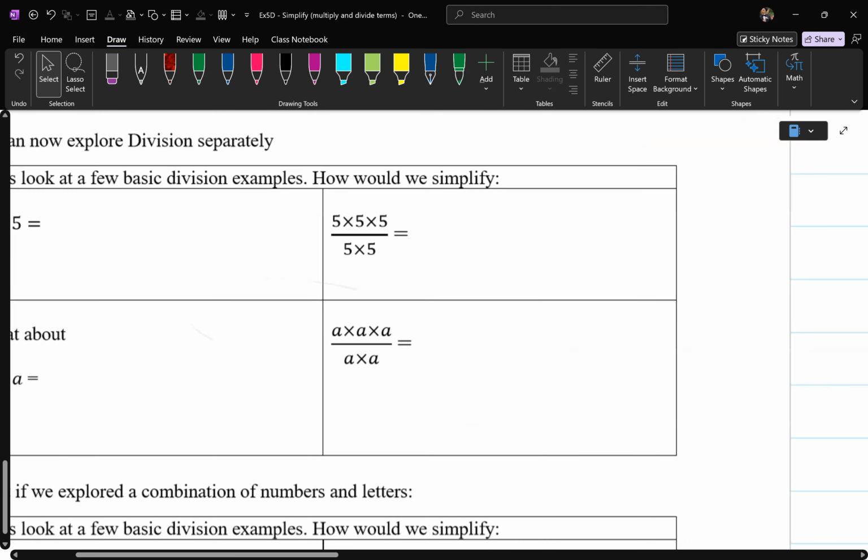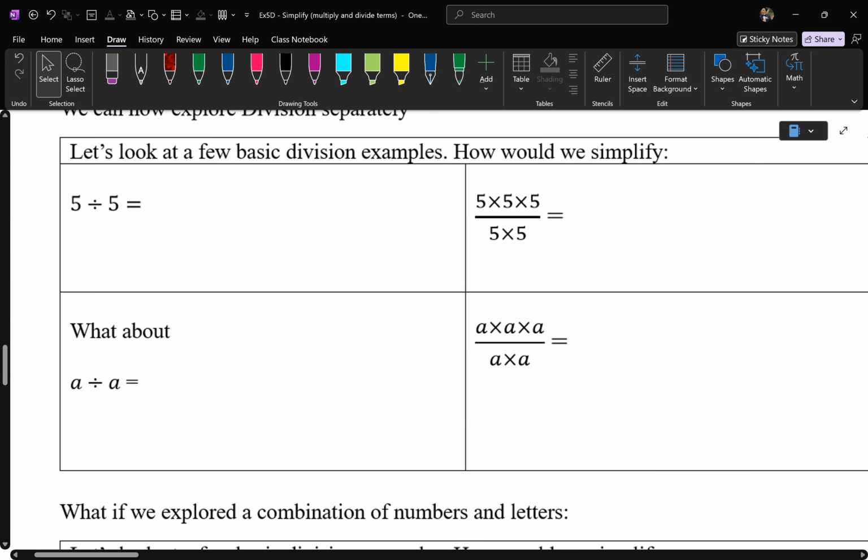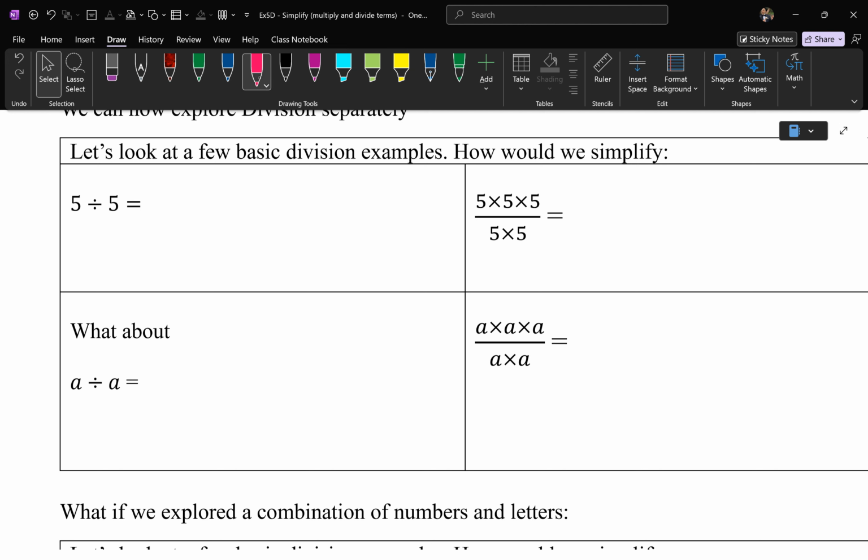Okay, so you've done times. Now this is the same idea. Times and divide are just opposites of one another, but same thing. I want you to break it apart. So here we go. Let's remind ourselves. What's 5 divided by 5, which means 5 over 5? What does that equal? 1. A lot of students tell me 0.